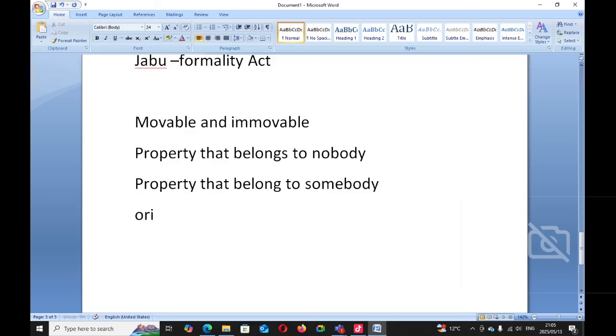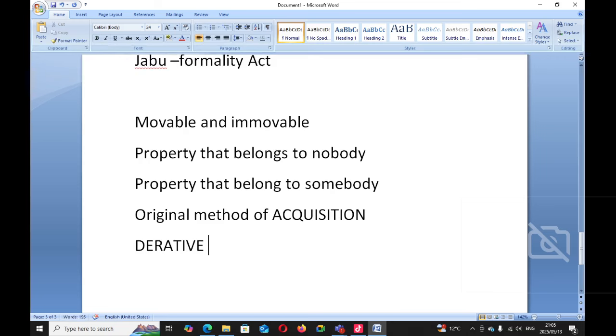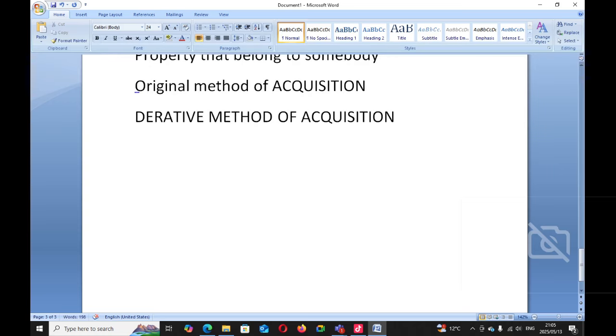Now, we start with the original method of acquisition. Original method of acquisition doesn't mean that there is no predecessor. The predecessor might be there, but you may find that it's been taken from the predecessor. I want to talk about the original method of acquisition together with the derivative method of acquisition, because they go hand in hand. Firstly, we'll start with immovable property.